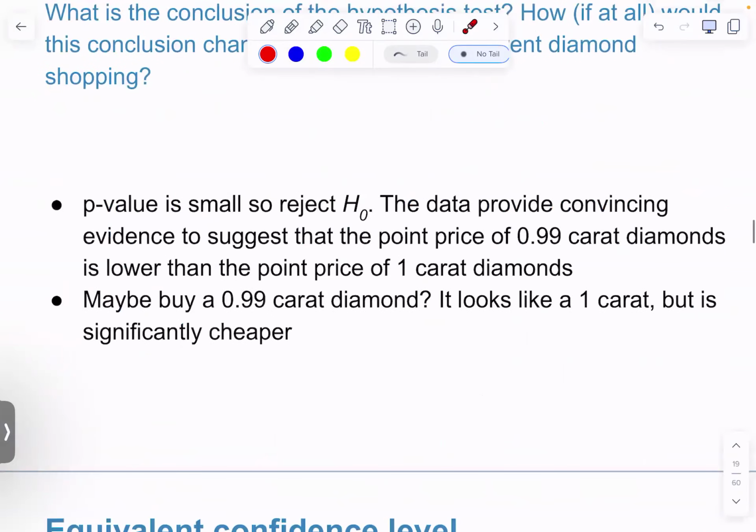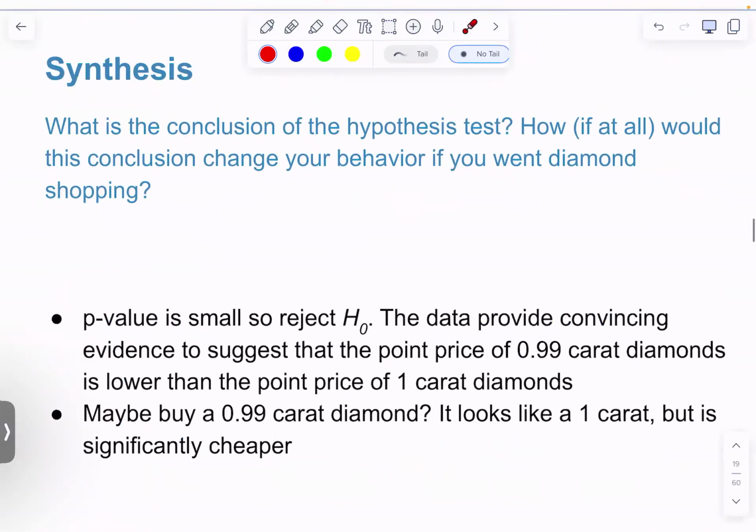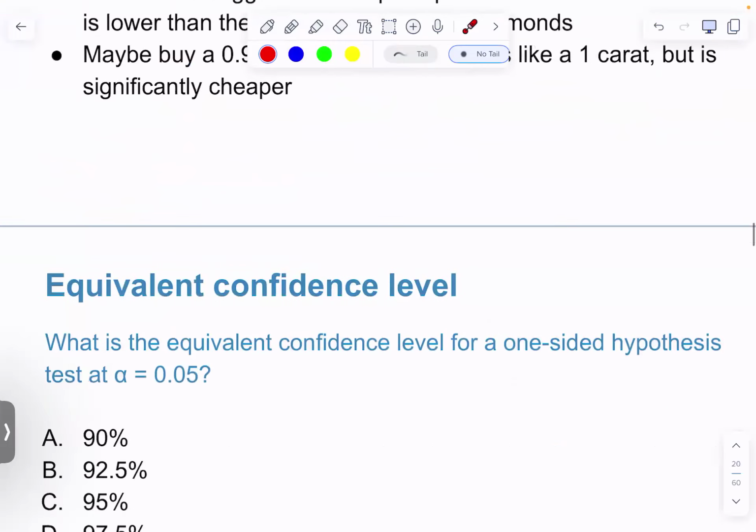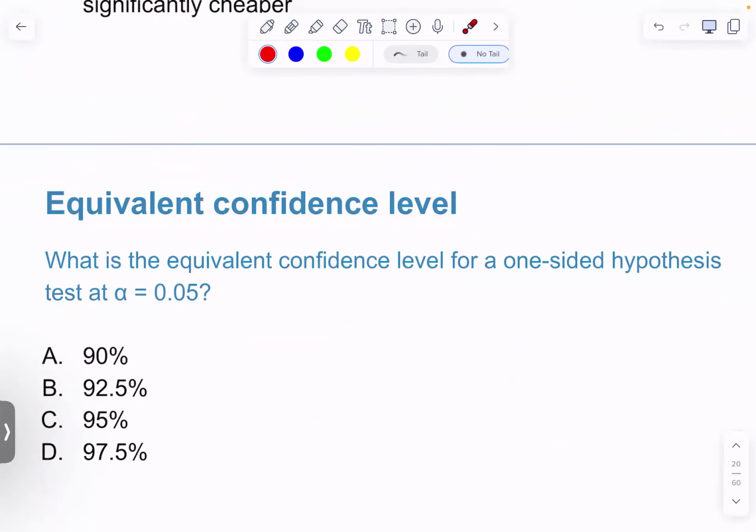And we already did our conclusion, right? We rejected H naught, and the data provide convincing evidence to suggest that the point price of 0.99 carat diamonds is lower than the point price of 1 carat diamonds. So, I mean, you've got some options. Maybe buy a 0.99 carat diamond. Who are we to say? Last thing I want to point out is the confidence interval. And so what is the equivalent confidence level for a one-sided, I think they mean confidence interval.